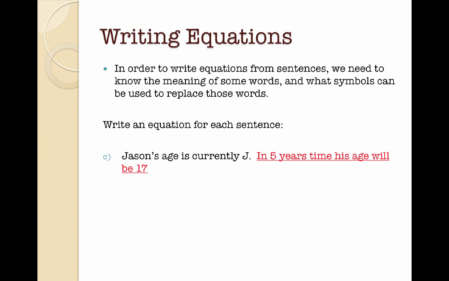Now, there's no word there that says plus or total or and, but this is a plus question. We start off at J, that's his current age, and in 5 years' time means that we're going to be adding 5 years onto his age. Then the answer will be 17, so we write equals 17. J plus 5 equals 17 is our equation for this sentence.